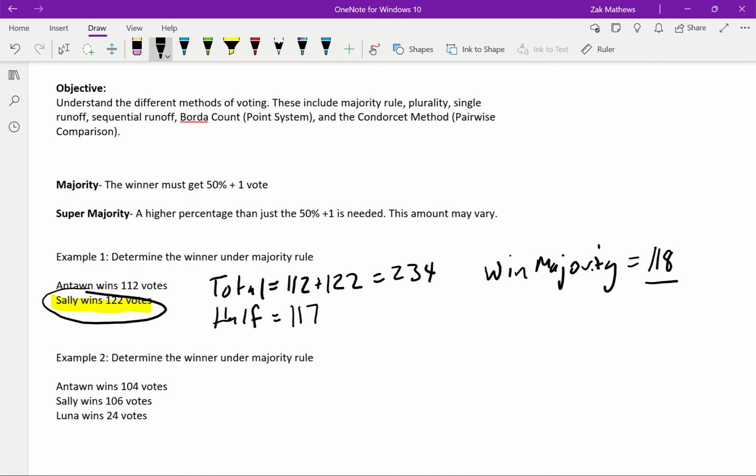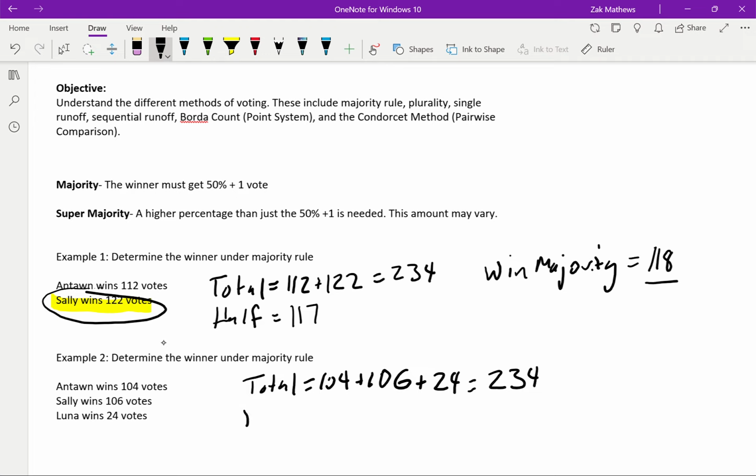Let's look at example 2. Let's determine the winner under majority rules. So Anton gets 104 votes, Sally wins 106, and Luna wins 24 votes. So this time we have a third candidate. I'm going to do exactly the same process. So to get a total, we're going to add up 104, 106, and 24. And so if we add these numbers together, we get the same 234 total votes.